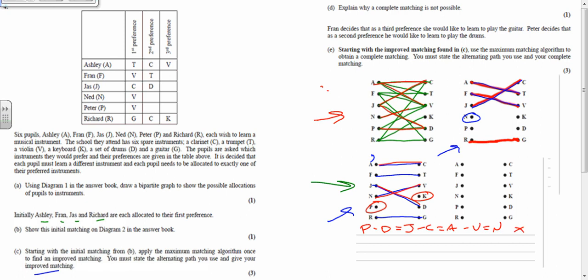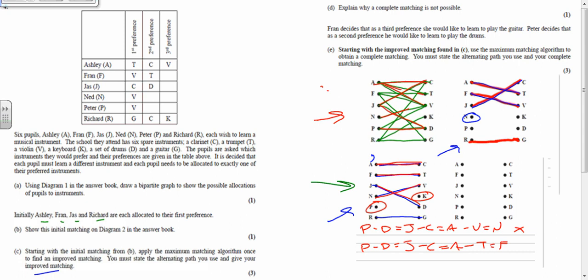So what we do is we try it again. So P to D to J to C. Oh, sorry, C was already attached to A. Right, let's try that again, sorry. So C was already matched to A. And rather than A going down to V, A can go to T. And T is already matched to F.